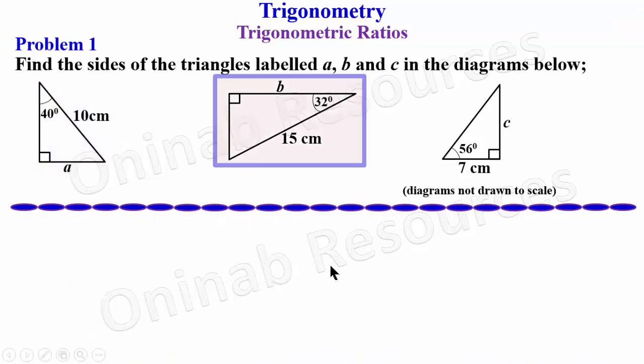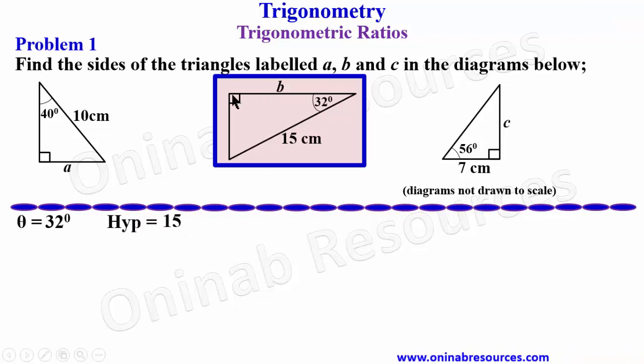We then move to B. For B, the given angle is 32 degrees, so we have theta to be 32 degrees. And if you look at this, the hypotenuse is given to be 15 centimeters. Can you see that? Then B is the adjacent because this is opposite. So adjacent is equal to B.